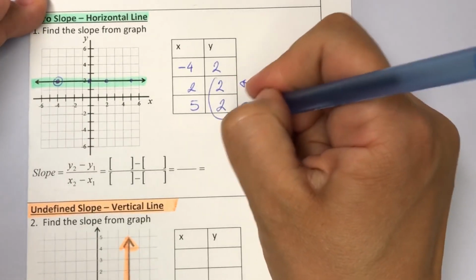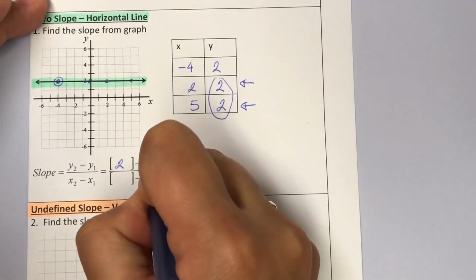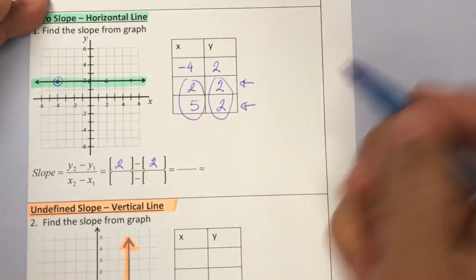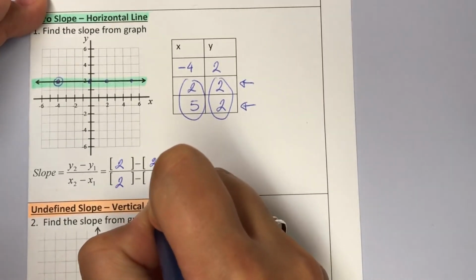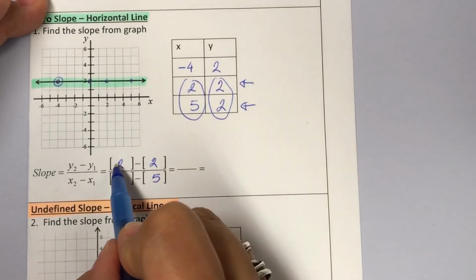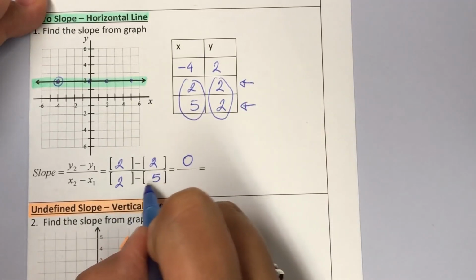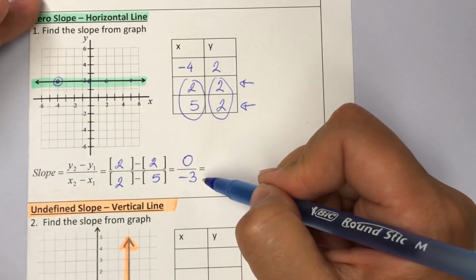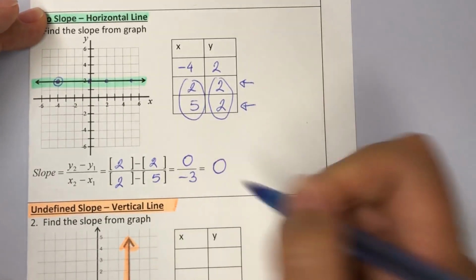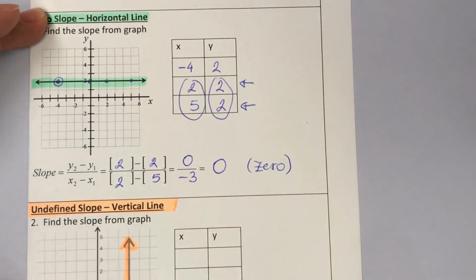And subtract the y coordinates on the numerator, 2 minus 2. And subtract the x coordinates on the denominator. That would be 2 minus 5. On the numerator, 2 minus 2 is 0. And on the denominator, 2 minus 5 is negative 3. If we're dividing 0 by any number, the answer is always 0. So the slope of the line is 0.